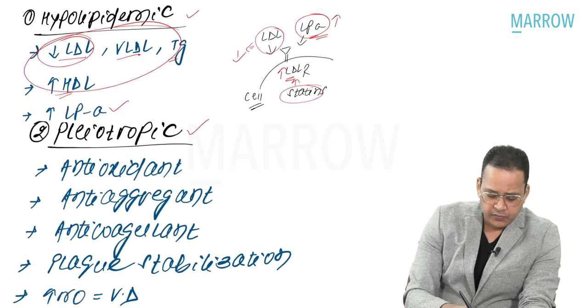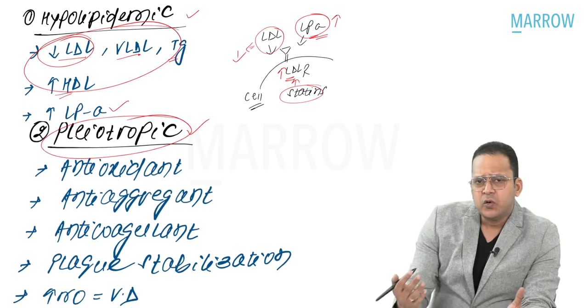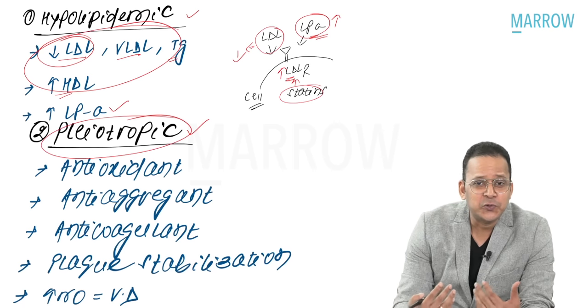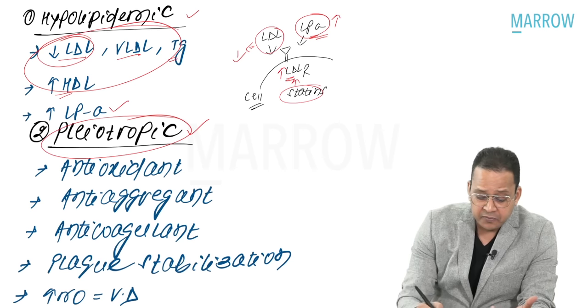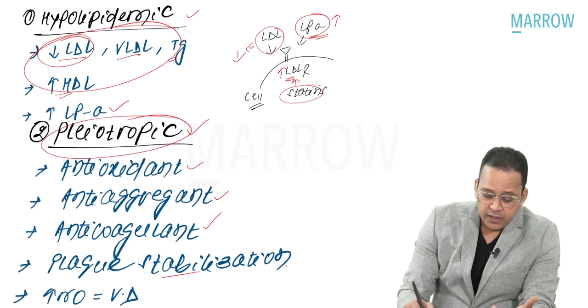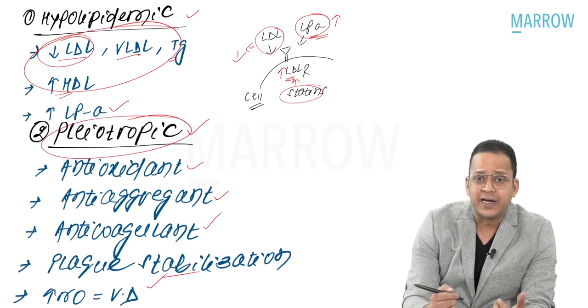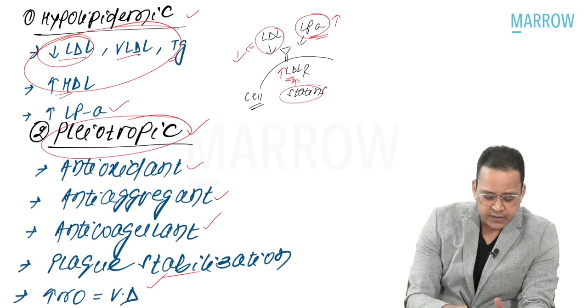Now, before I move ahead, there is another effect of statins, the pleiotropic effect. And pleiotropic effect means what? These are beneficial effects, but they have nothing to do with decrease in lipids, like antioxidant effect, anti-aggregant effect, anticoagulant effect, atherosclerotic plaque stabilization, or vasodilatation because of release of nitric oxide. So they do ask MCQs on these effects of statins. So one we have seen.